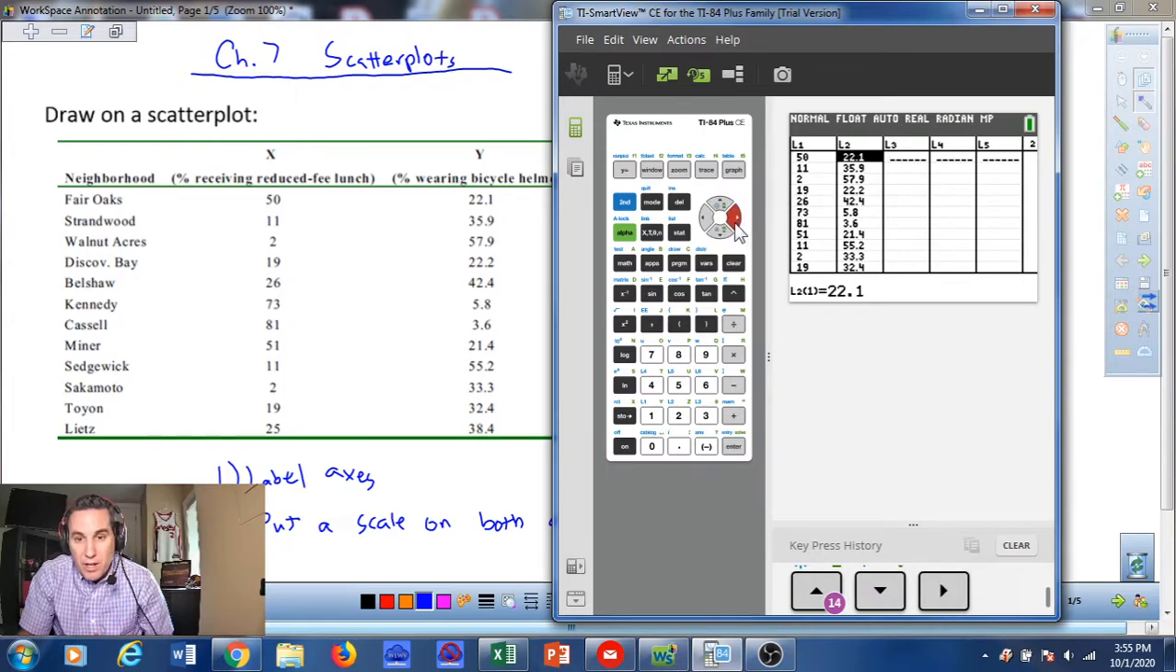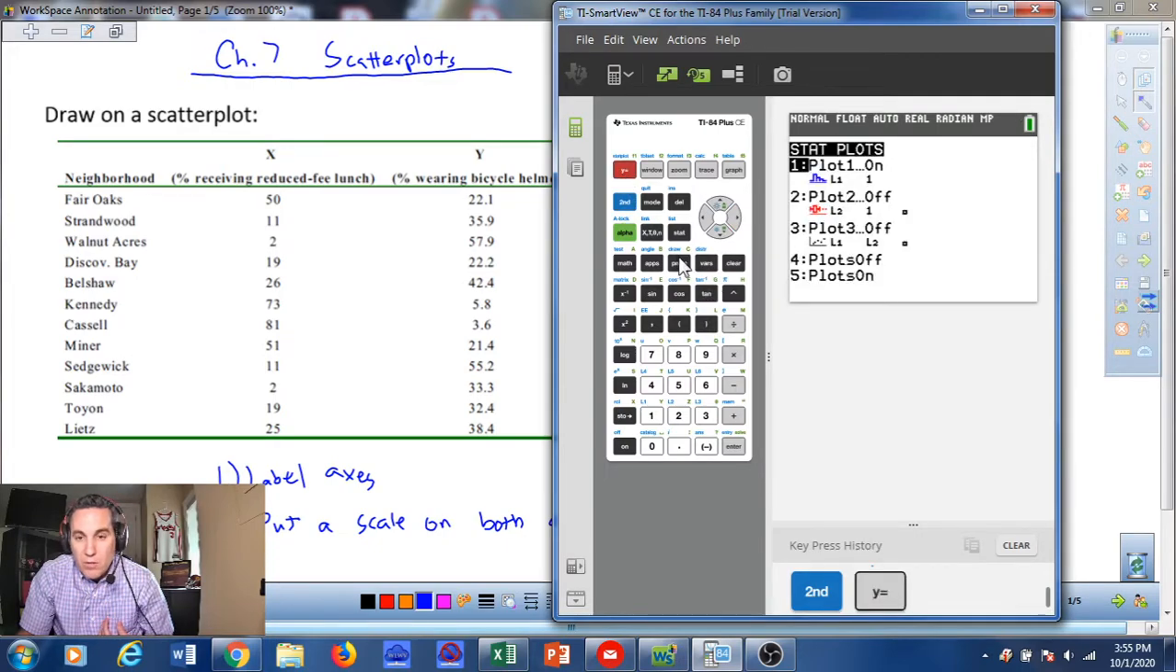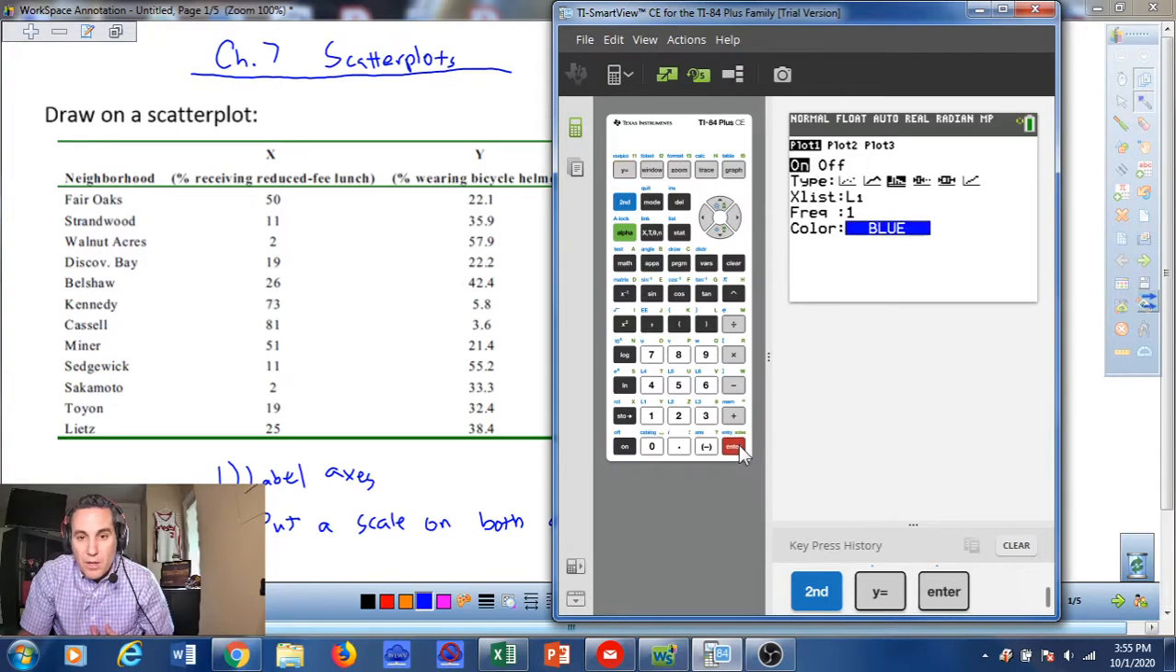So you probably mistyped something. So we have our data in x and y. Remember what column you have which one in. And then you're going to go to your stat plots. Second y equal, just like we always do. It's still on from our last chapter with our histograms. We're going to change it to the first one. The scatter plot is the first one with no connectors.